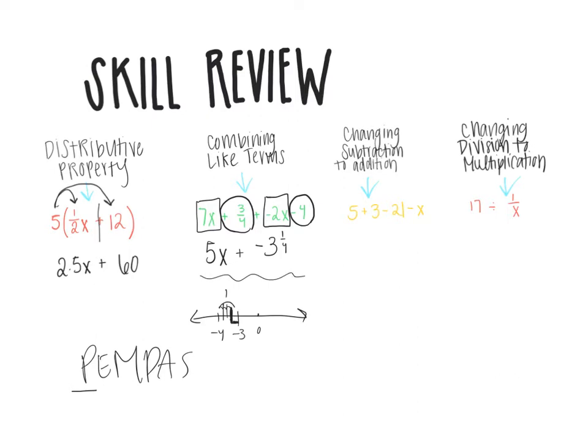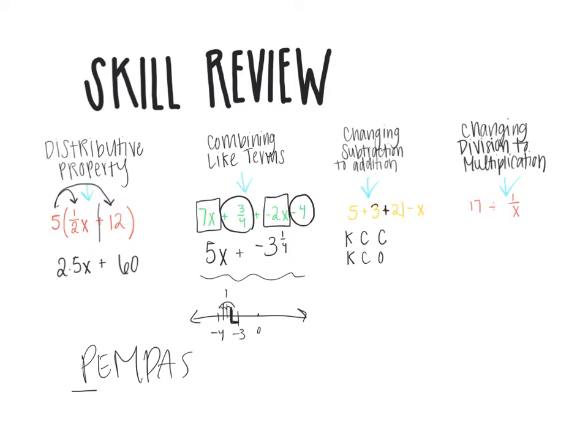The next one is changing subtraction to addition. So as you can see in this problem here, I have 5 plus 3 minus 21 minus x. I have a lot of minus signs, and when it comes to that, it is just so much easier to turn them all into plus signs, okay? Once you have plus signs or addition signs, you can arrange your problem however you want. So I'm always going to use a strategy called keep, change, change, or some people call it keep, change, opposite. Basically, you're going to take your terms and you're going to change them. So I want to change this minus sign.